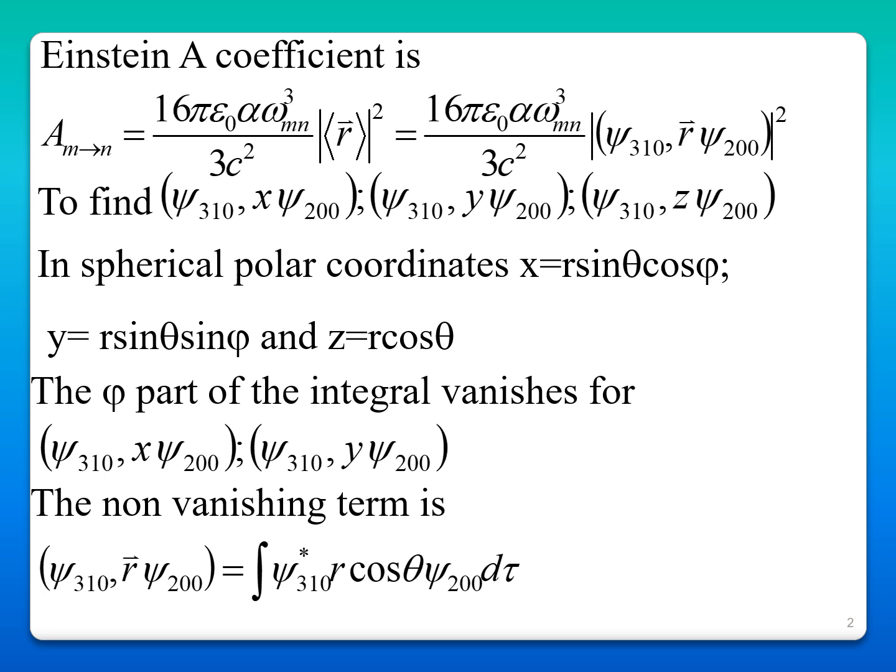If you take spherical polar coordinates, x equals r sin theta cos phi, y equals r sin theta sin phi, and z equals r cos theta. If you consider the phi part of the integral for x and y, that vanishes, so the expectation values of x and y are 0. The non-vanishing term is the expectation value of z, that is, the expectation value of r cos theta with respect to the states 310 and 200.